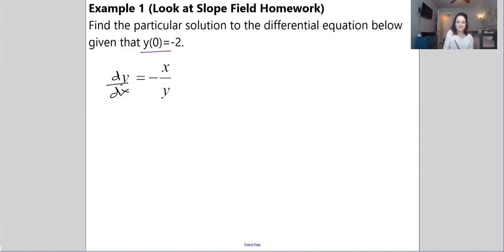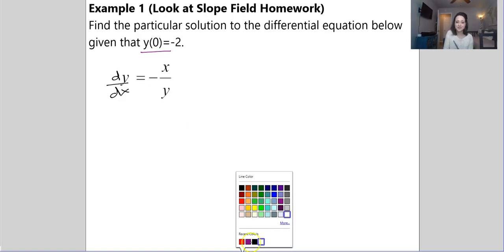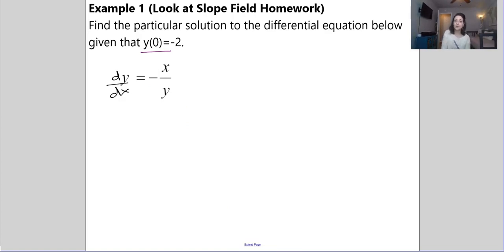So first pause on your screen, go ahead and copy what I have. Okay, so we want to solve this differential equation. In other words, we're given a differential equation as well as one initial condition, and we want to see what function, what y, works for this differential equation and passes through that point.